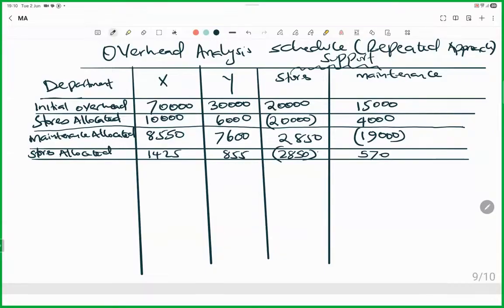Again, something bad has happened. You have given maintenance money, so you need to redistribute it.